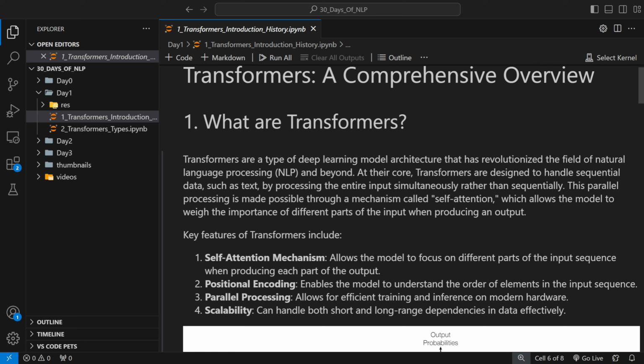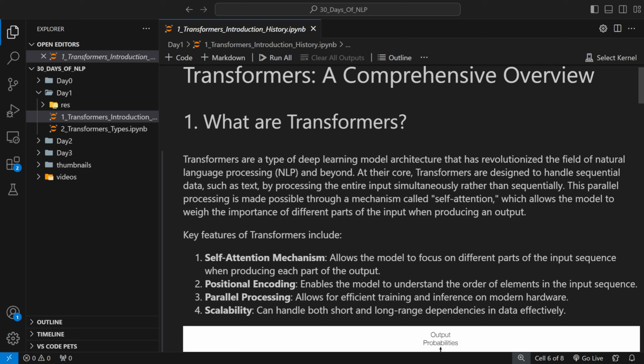At the core, this revolutionary architecture was just designed to handle sequential data such as text by processing the entire input simultaneously rather than sequentially. If you remember, the issue with RNNs or LSTMs is that with longer sequence length, it is very computationally intensive because that happens sequentially. And when you do things sequentially, it is one, computationally intensive, and two, it will allow a problem which is forgetting.